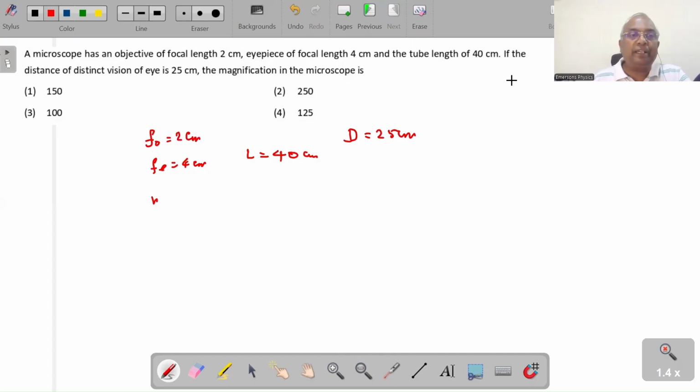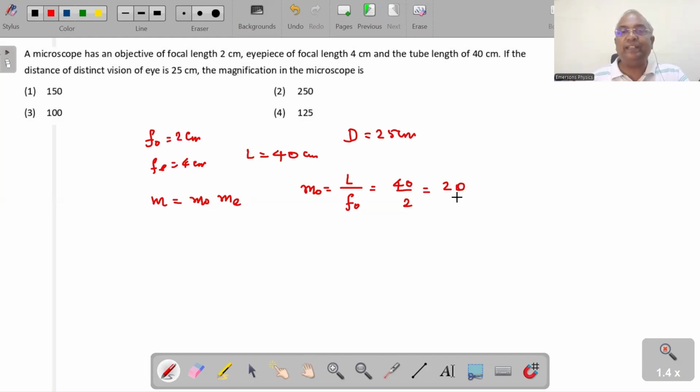We know the magnification of the microscope is the magnification of the objective lens times the magnification of the eyepiece. Okay, first we will do it one by one. The magnification of the objective lens will be equal to L by F, length of the tube by focal length of the objective lens. Length of the tube 40 centimeter by focal length of the objective lens 2 is 20. So the answer is 20, the magnification of the objective lens.